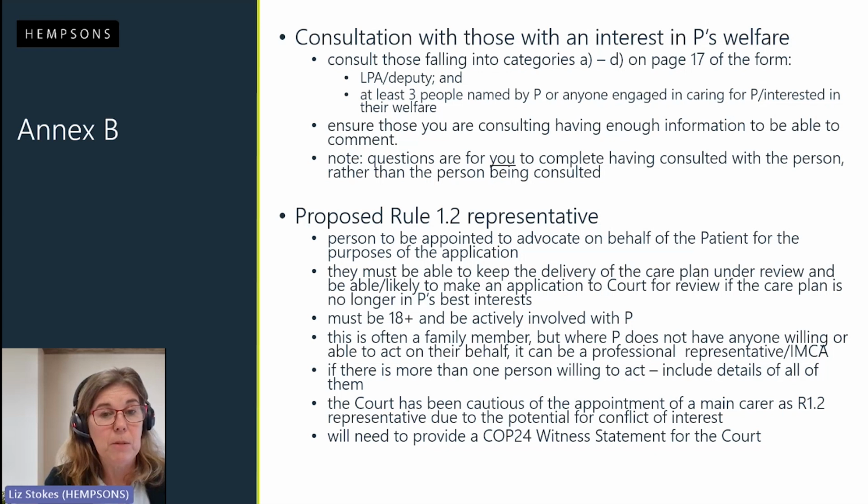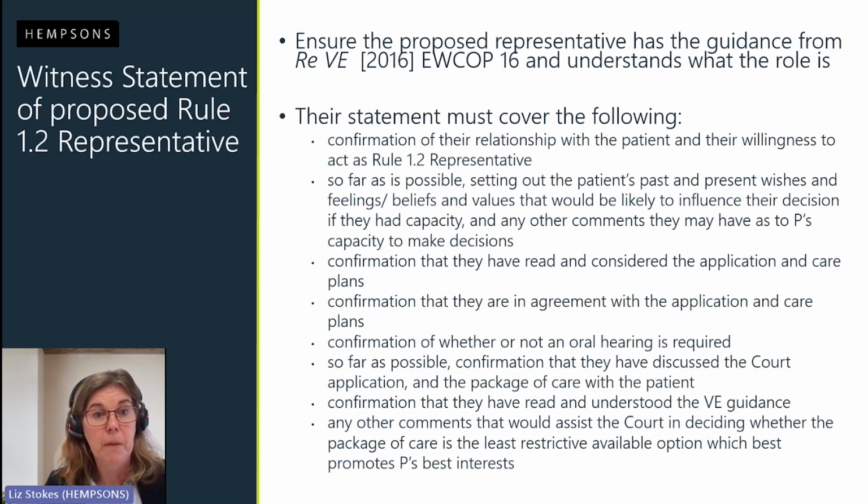If there's more than one person willing to act, again, include all details of those people. As it says on the slide, the court is cautious of a main carer or care provider being 1.2 rep due to the potential conflict of interest. So what the 1.2 rep role is, is to be the person who essentially monitors the care arrangements and the ongoing arrangements for P, and where there are concerns to raise these with the authority, or if necessary, bring it back to the court.